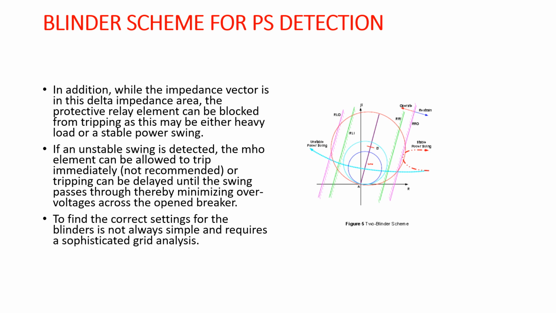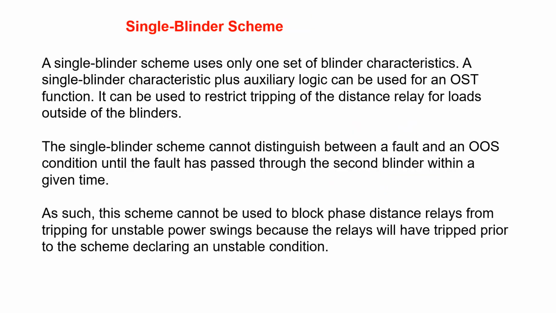The single blinder has two, and the double blinder has two sets of blinders. So if the swing still persists, crosses and crosses and crosses like this, then the relay understands that this is an unstable power swing, and it blocks the distance relay from tripping, because it is taken as a power swing. So there is a single blinder scheme as well, but the double blinder scheme is usually preferred.